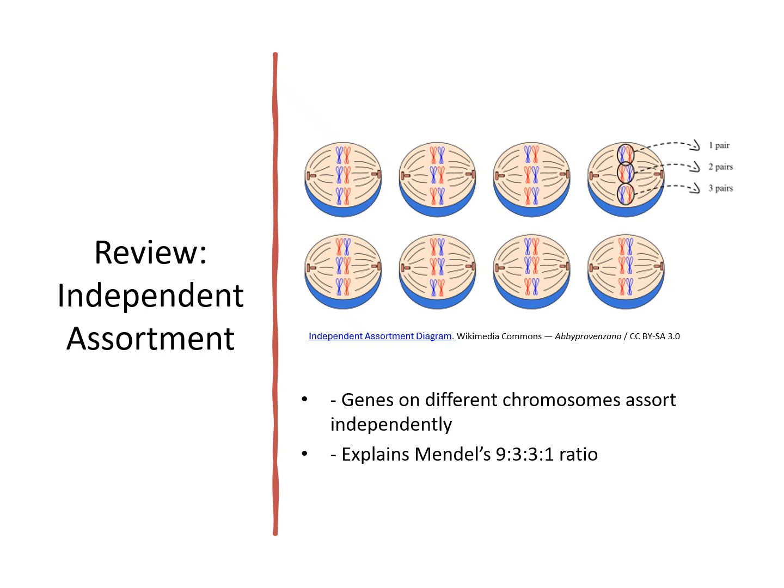Mendel's law of independent assortment says that genes on different chromosomes are inherited independently. That's why we see the classic 9 to 3 to 3 to 1 ratio in dihybrid crosses. But what happens if two genes are on the same chromosome? Let's find out.